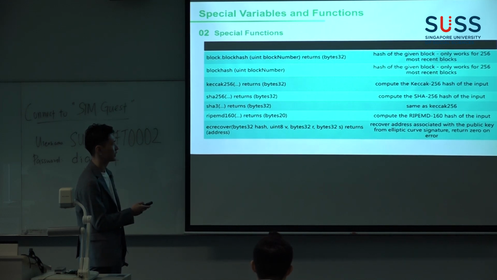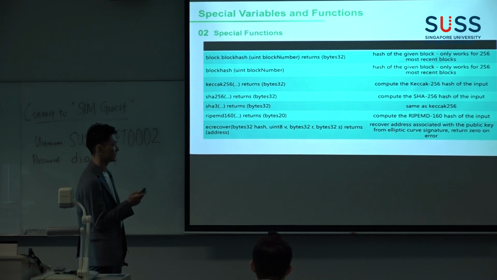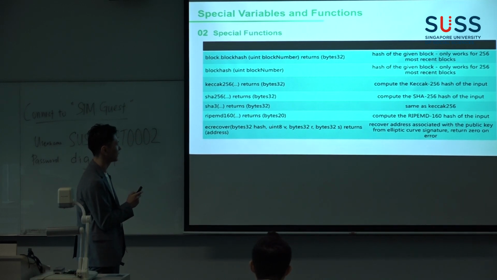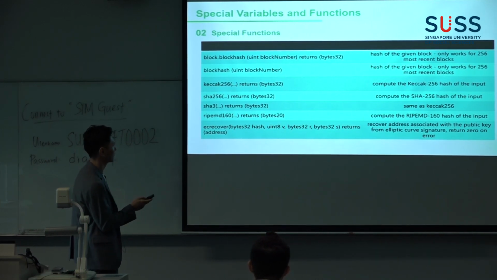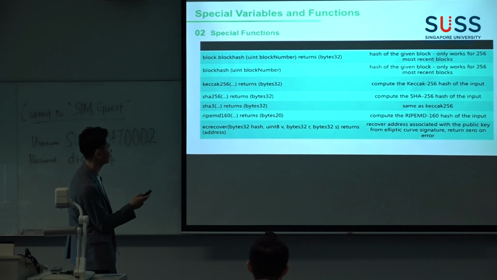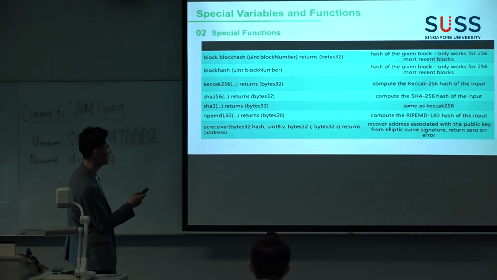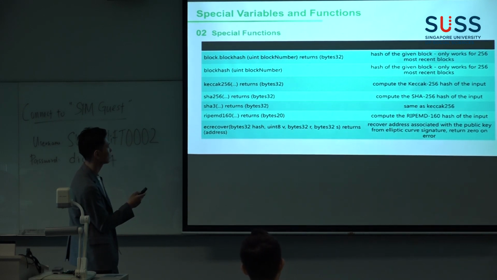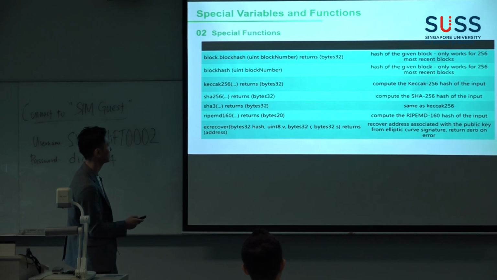SHA-256 computes the SHA-256 hash of the input. Keccak-256 is exactly the same as SHA-3, just a different calling name. And RIPEMD-160 returns only a 20-byte-long array, so we have to be careful about the difference: one is bytes32 and one is bytes20.